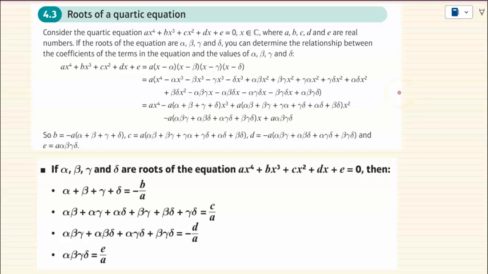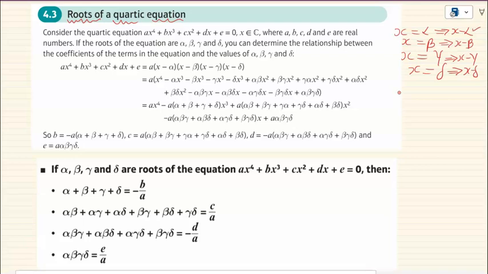So in today's lesson, we are learning about the roots of a quartic equation. A quartic equation means there will be 4 roots. If there are 4 roots, we can take the first root as alpha, the second root as beta, the third root as gamma, and the fourth root as delta. So x equal to alpha, you can write down x minus alpha. This you can write down x minus beta, and this is x minus gamma and x minus delta.